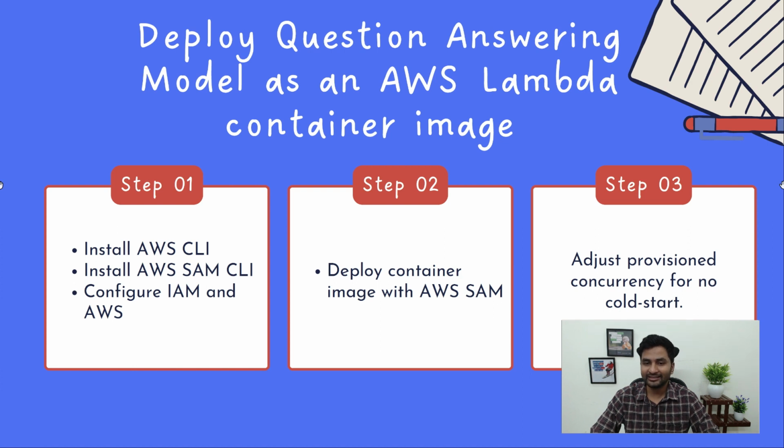What that means is that every time your API is hit, only then is the container loaded onto the AWS Lambda environment, and then the inference is done. Usually this has a lag of 10 to 15 seconds sometimes. So if you are deploying production apps and you don't want this kind of latency, you can avoid cold start by actually giving provisioned concurrency.